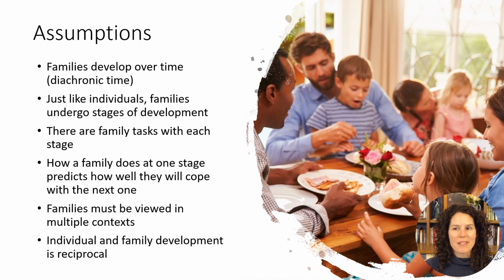So here are the basic assumptions, or kind of the givens, of family development and life course perspectives. And actually these apply to all 4 of those iterations. Any iteration of family development or life course would follow these assumptions. First, families develop over time. This is called diachronic time, but this just means that in order to understand families or individuals within families, we need to view them over time.